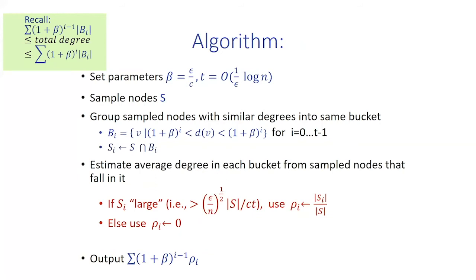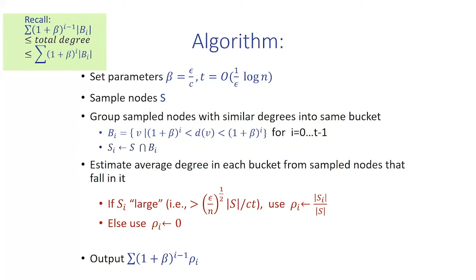Okay, so this algorithm is almost the same as what I had on the previous page, but what we're going to do instead is for those buckets that didn't get enough samples, we're just going to say rho sub i is zero. Okay, and then we're going to argue later that that's not too bad, but we'll see why in a minute. And what do I mean by not getting too many samples? I mean buckets that got at least something like epsilon over n to the 1/2 divided by CT fraction. So S sub i is basically this fraction. Remember C is just a constant and T is something like log n. So for right now, you could just ignore CT.